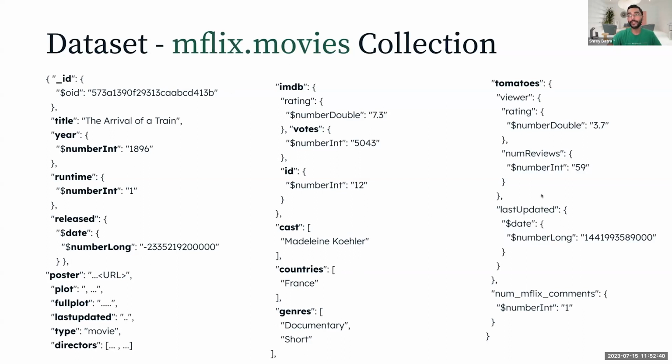This is one document. It's a little long, so we have broken it down into 3 pieces. So we have the title, we have the year. Forget about this number int, it's just year: 1896. We just dumped it from BSON to JSON over here, which is why all of these extra characters are here. So there is a year, a runtime, that is how long a movie is, when it was released, the poster URL, plot, full plot, all the directors, type, IMDb ratings, Rotten Tomatoes ratings, cast, countries, genres, and everything else. So we'll go through all of these.